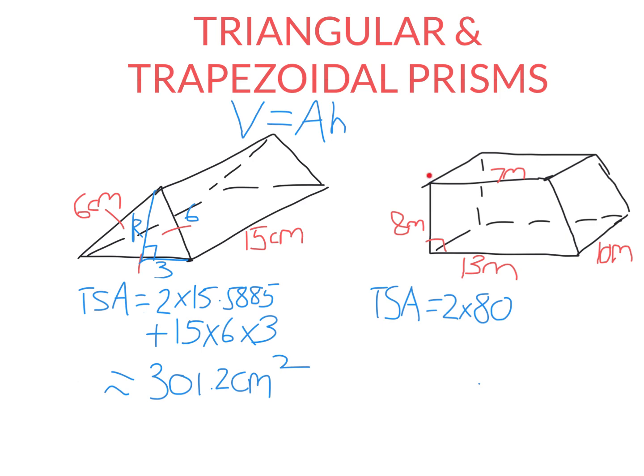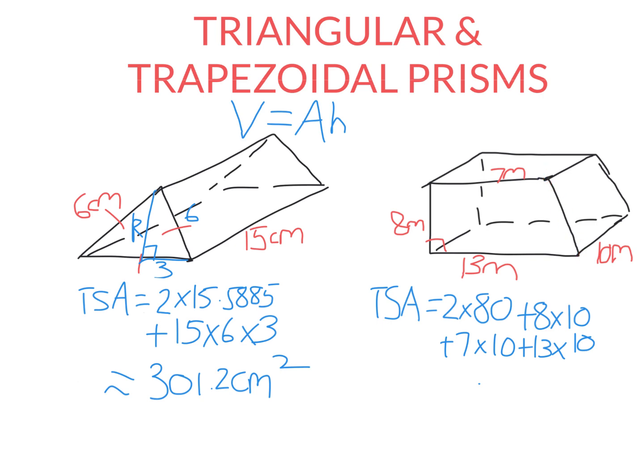So there's a rectangle here at the side that is 8 by 10. There is a rectangle at the top here that is 7 by 10. There's a rectangle at the bottom that is 13 by 10. So that's 3 of the 4 rectangles, but I haven't done this one here. So to do this one here, I need to know the slant height of the trapezium.